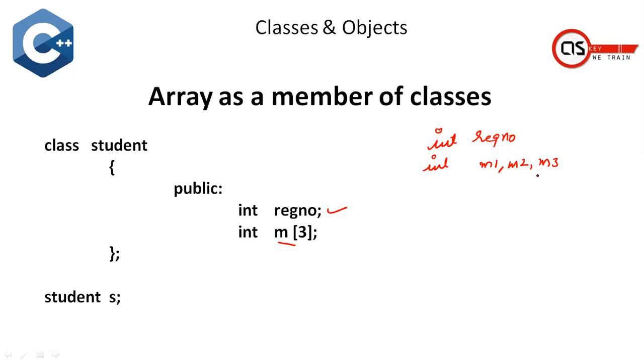In order to avoid this, I'm going to take the help of an array, declare an array and make the array a member of a class. So this is what I have done here. Rather than declaring M1, M2, M3, I have declared int M of 3. Now I have created an object called S. Since the data members of the class student are declared under public, I will be able to access the members of the class using a dot operator.